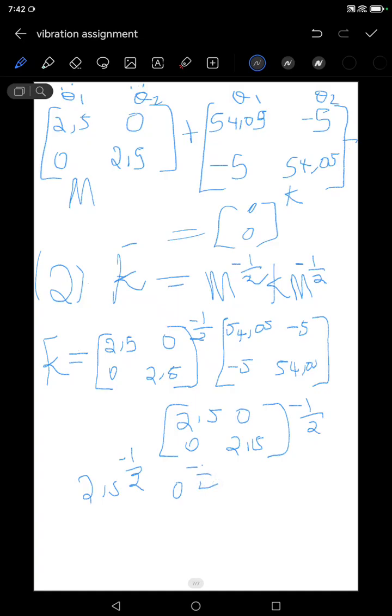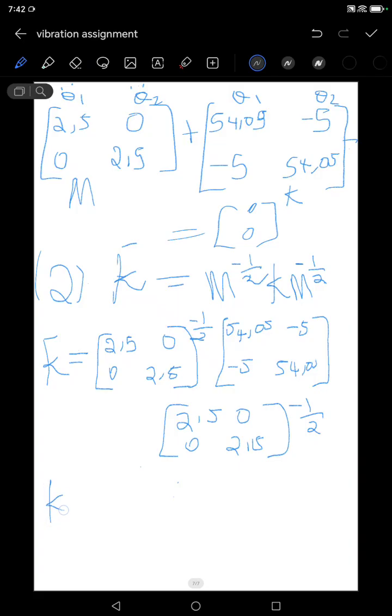2.5 to the power of -12, we get this value. So after that, we're going to multiply and do the determinants. Remember, this is the matrix, and then we're going to do the determinants so that we can get the final value of K. So what we're going to do is write the answers of 2.5 to the power of -12.